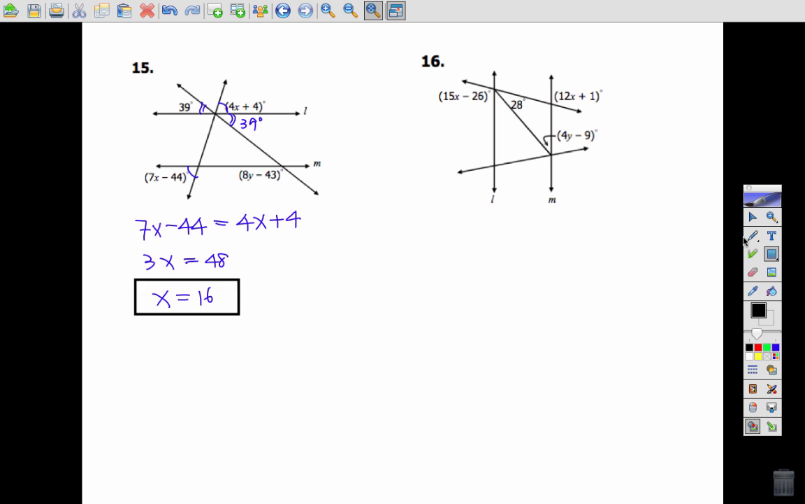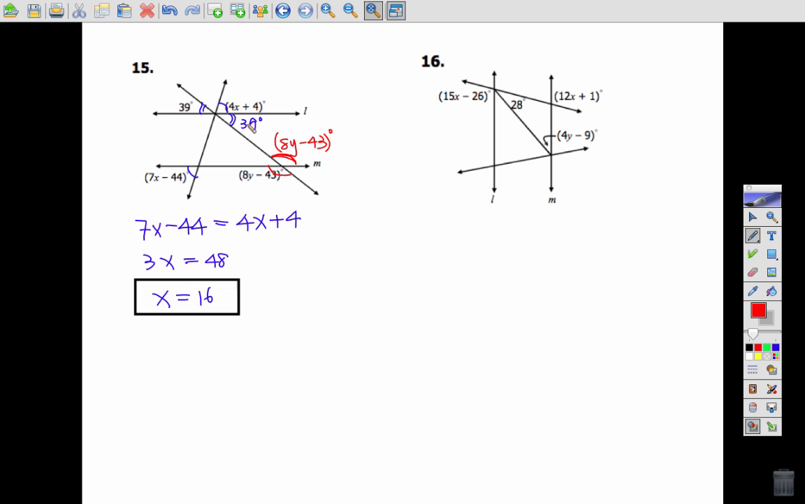So once I find out that, how do I do y? What's the setup for y? So y, I think, let's see, how do I do that? So probably the easiest way to do y is here. If I'm going to use a different color, if this is 8y minus 43, that means this angle, the vertical angle, is also 8y minus 43, right? That's how many degrees I have for that.